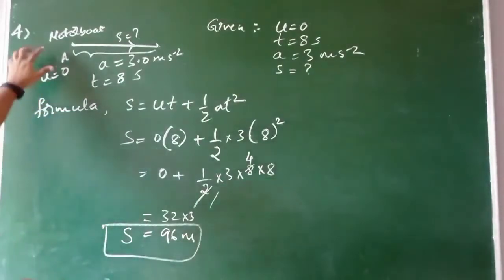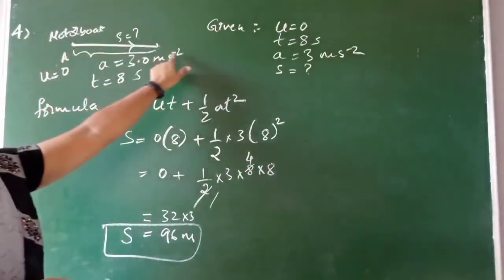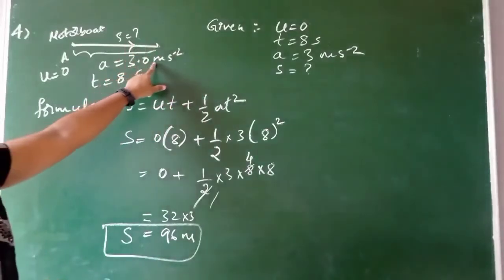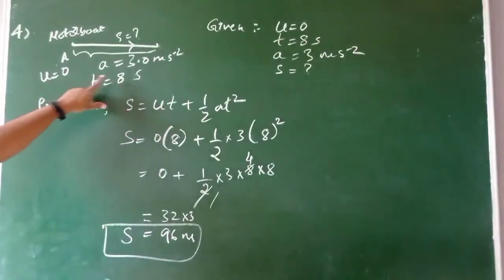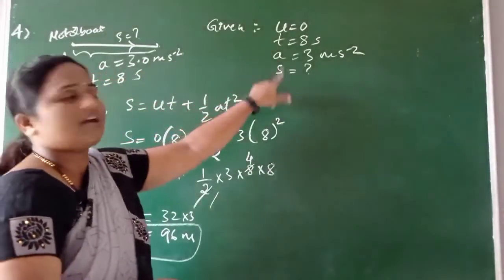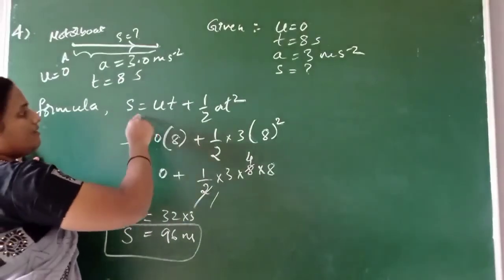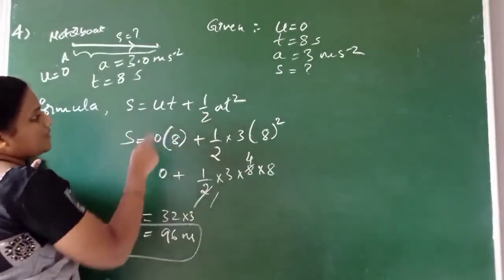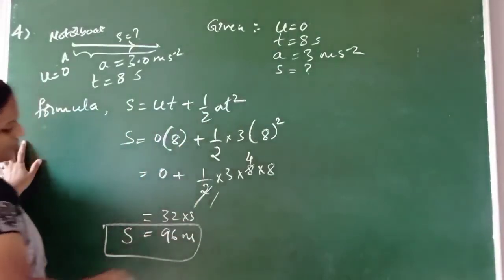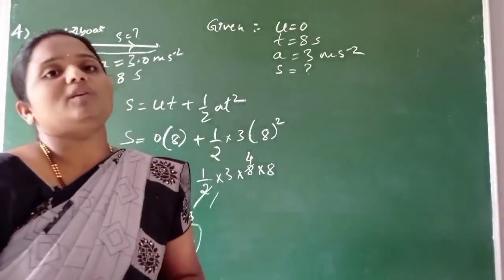It's very simple. Here a motorboat starts from rest and it moves along a straight line with an acceleration of 3.0 meter per second square, and it takes a time of 8 seconds. Since here u we know, t we know, and also acceleration a we know, we need to calculate its distance value. So which formula do we have to use? The second equation, S equals ut plus half at square. Now substituting the values, we will get the distance covered as 96 meter. Is it clear, children? Okay. Now we will move with the fifth question.